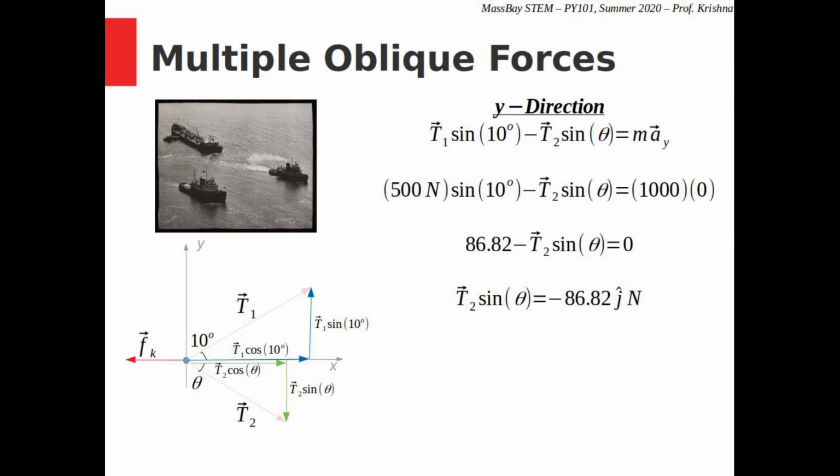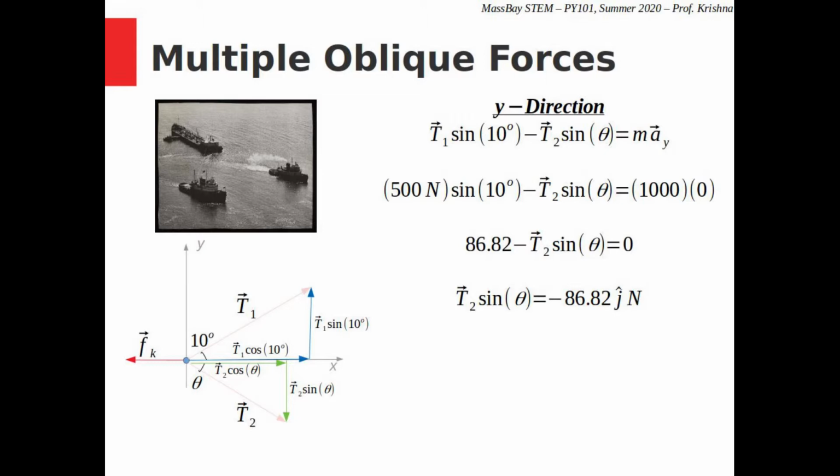The first is easy to do. We just use T1 cos 10 degrees for x and T1 sine 10 degrees for y. But the size and angle of the second tension are both unknown. We will call them T2 cos theta in x and T2 sine theta in y.